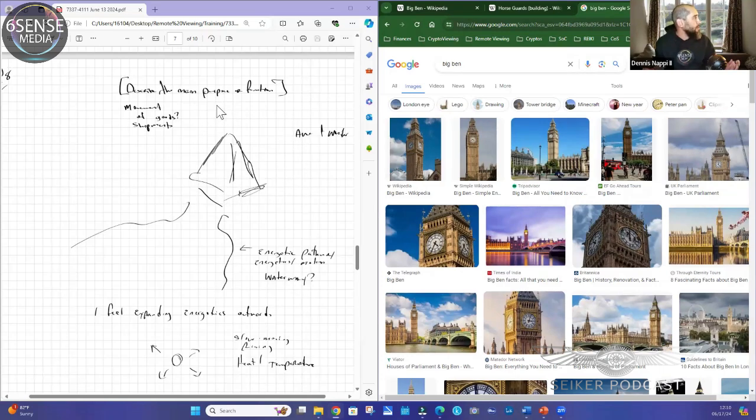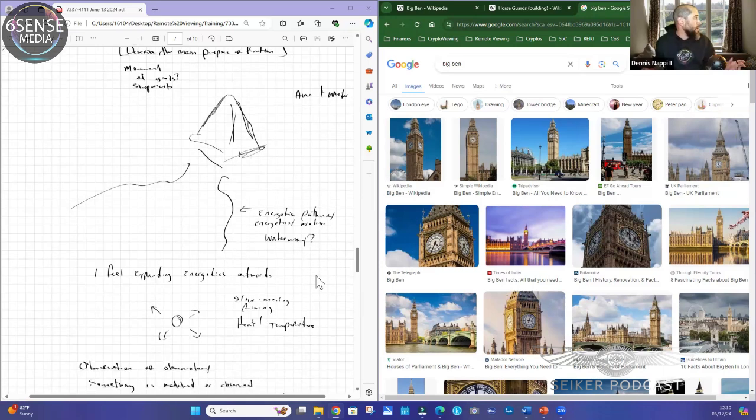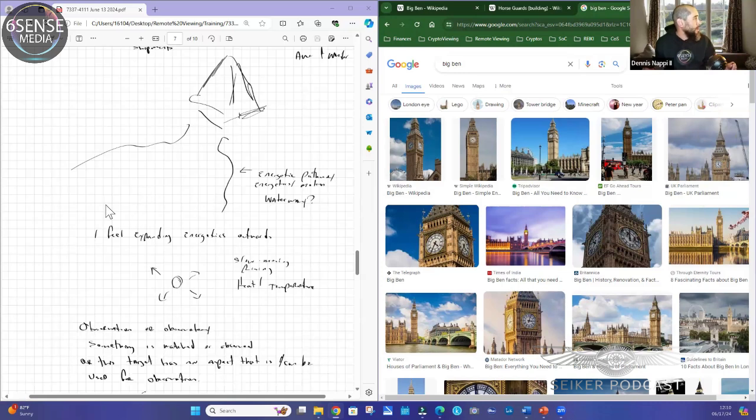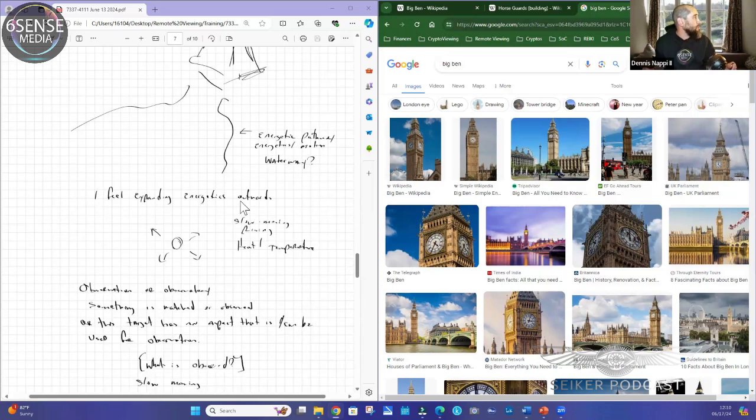And here it is. I had again the tower here, and I had this waterway. It's an energetic pathway, energetics in motion. And I labeled it. I questioned, is it a waterway? I thought expanding energetics outwards, slow moving and rising heat and temperature. Now this here with the energetics coming outwards, as the bell tolls at noon, you're going to have energetics coming outwards, right?